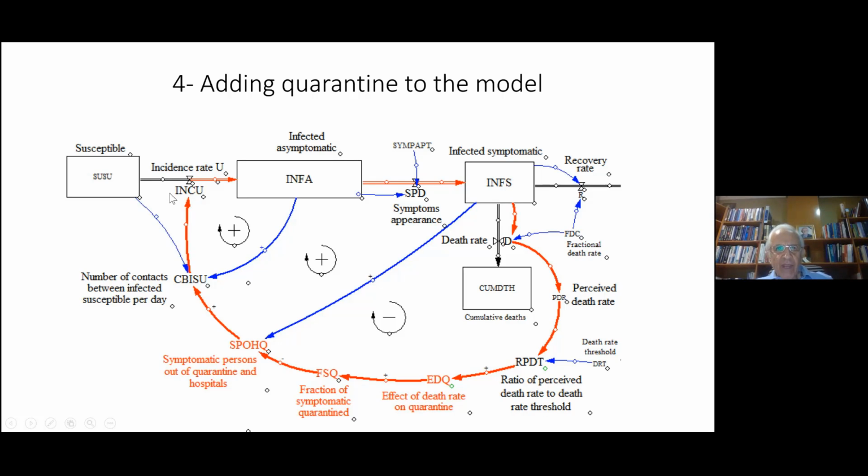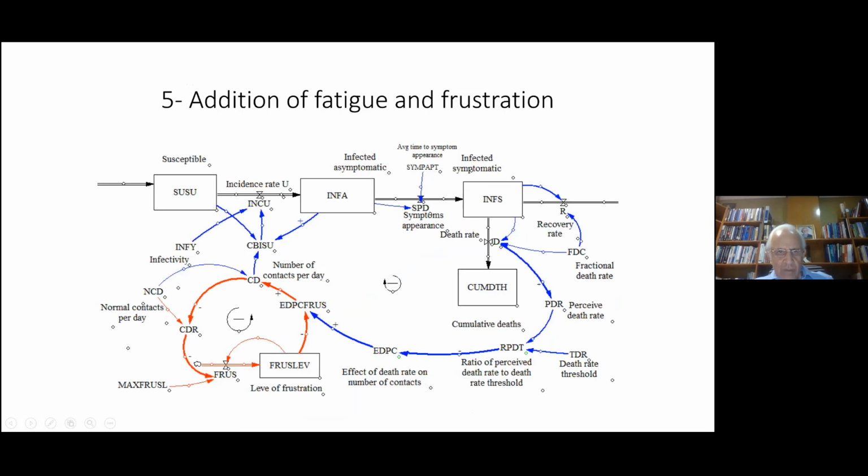After that, we add fatigue and frustration. As people keep their social distancing for a long time and don't meet their friends, families, and others, they might get tired and frustrated from being isolated. That frustration might cause relaxing the separation from others and would increase the number of contacts, which will then increase incidence rate.